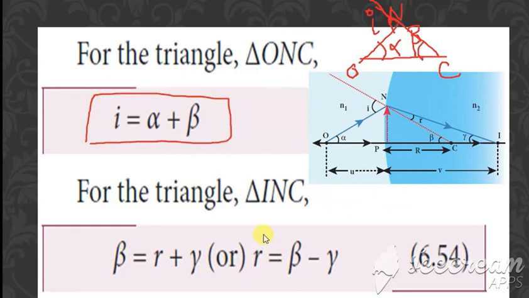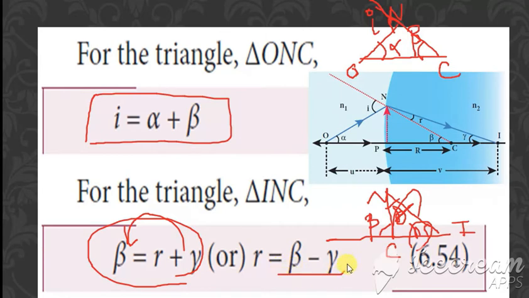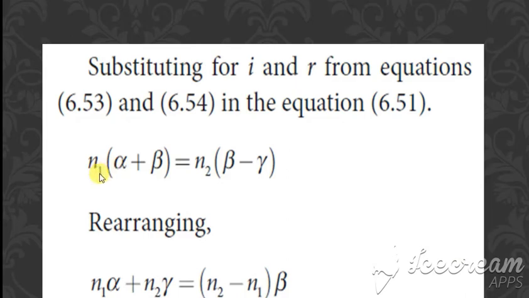Same way, considering the triangle NIC, this is N, this is I, and this point is C. The exterior angle is beta, which is equal to the sum of opposite interior angles, which is R plus gamma. So if we need the value of R alone, it is beta minus gamma. So we have found the value of I as well as R. Is it not? Now substitute this value of I and R in N1 into I is equal to N2 into R.